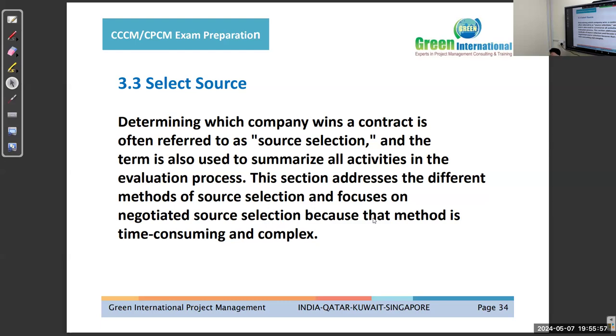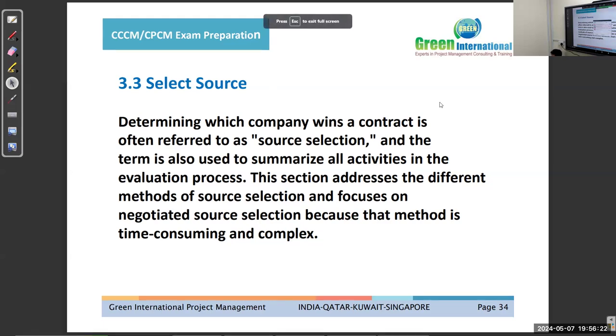Determining which company wins a contract is often referred to as source selection, and the term is also used to summarize all activities in the evaluation process. This section addresses the different methods of source selection and focuses on negotiated source selection because that method is time consuming and complex. If any of you have any question, you may please ask freely.